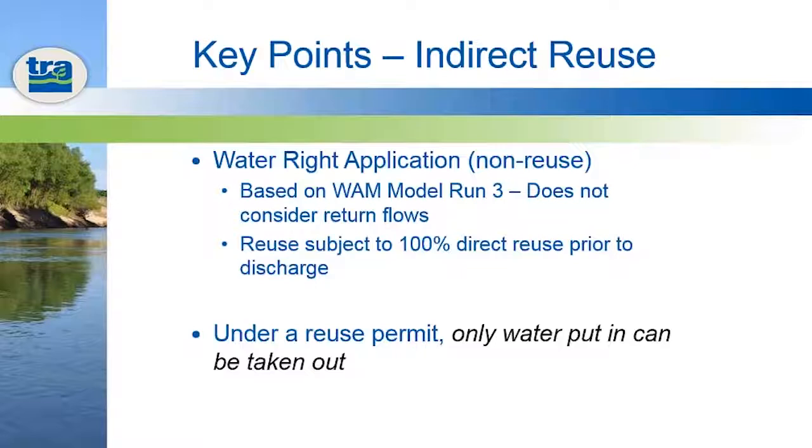And then under a reuse permit, and this is a key point, you're only allowed to withdraw, to divert, what you first put in. So if the TCEQ issues you a water right for return flows, you'll have to produce what's called an accounting plan, and you're accounting for the water. And it's just like taking money out of your bank account. Before you can take it out, you've got to put it in. So again, under this larger conversation about how return flows and reuse affects in-stream water, you can only take out what you've already put in.